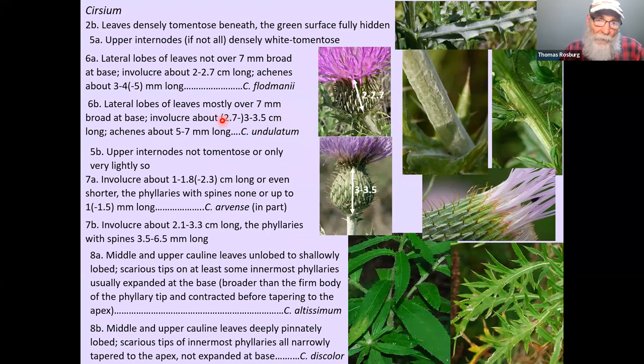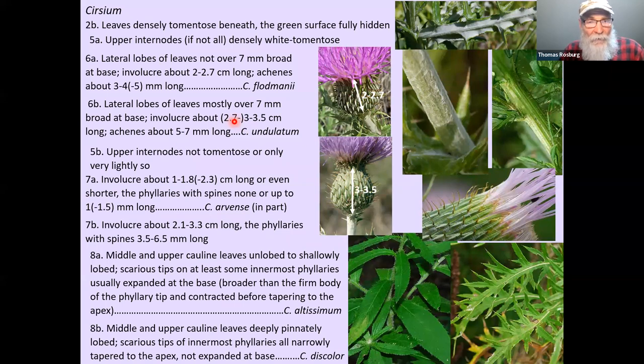Now it gets a little bit harder to separate Flodmanii and Undulatum. There's three things here. I could really only find two of them that I'm going to show you. What I'm showing you right here is this characteristic, how long the involucre is. So in Flodmanii, it's 2 to 2.7 centimeters. So if you were to measure from the base of the involucre to the top of the involucre, we're looking at that. Whereas in Undulatum, it's 3 to 3.5.